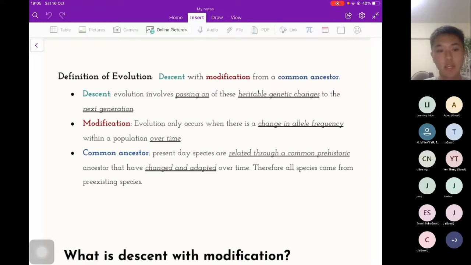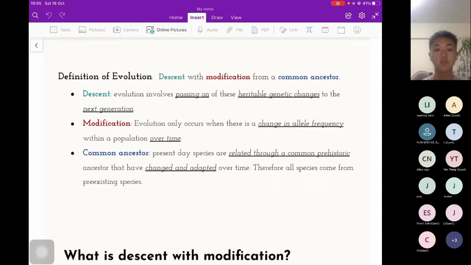Basically, descent just means that you pass on heritable genetic changes from one generation to the next generation. This would be in terms of our alleles, either favorable or unfavorable alleles. In the word descent, it doesn't matter. It just means the passing down of alleles. Genetic changes there refer to your modification, your next key term.